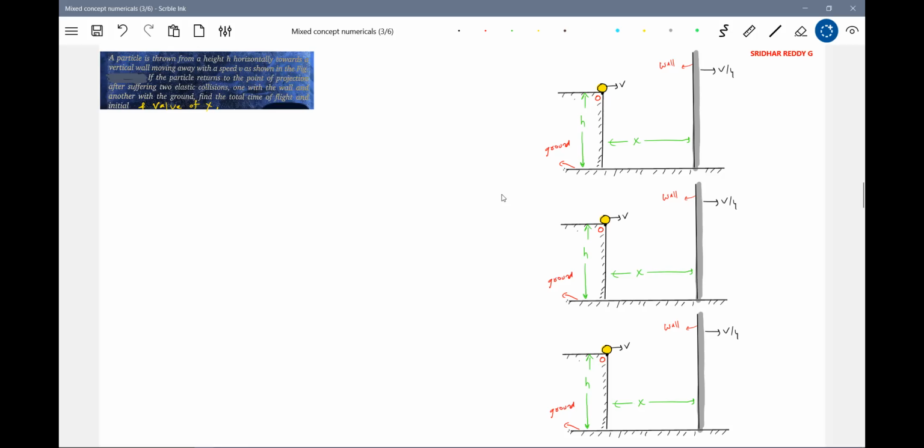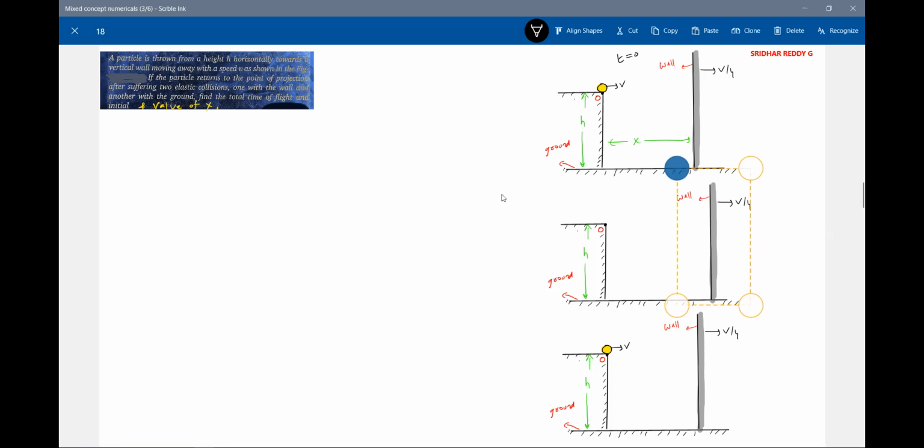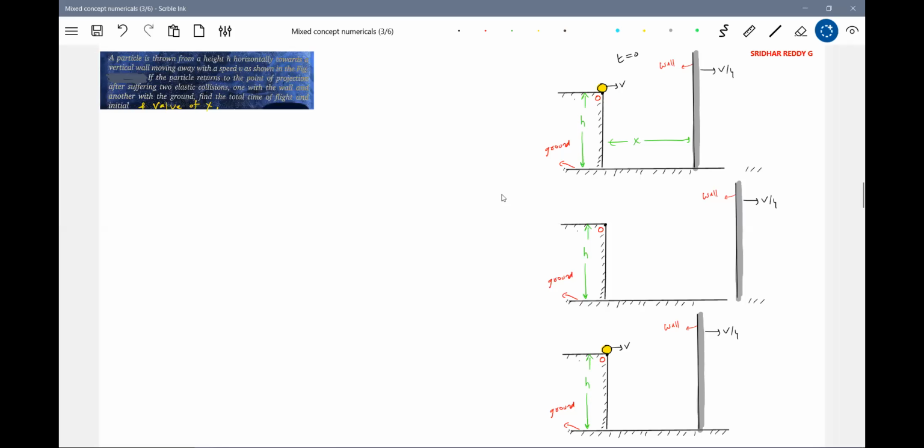When this was T equals 0, it started from here. Okay, agreed. Then it will take some time to go and collide. Meanwhile, the wall will not be there only. So the wall has to undergo displacement. By the time the ball reaches, the wall will not be in that position. It would have shifted.